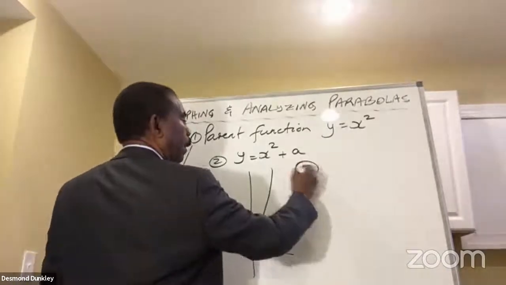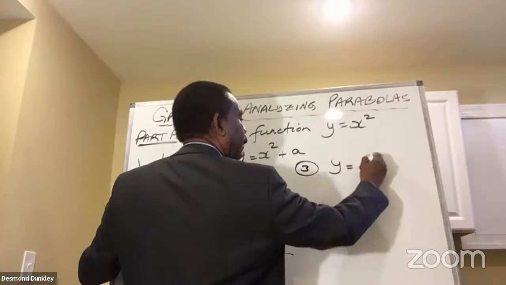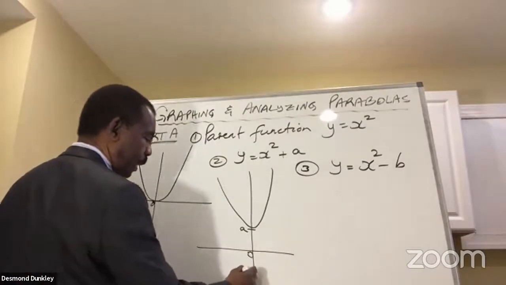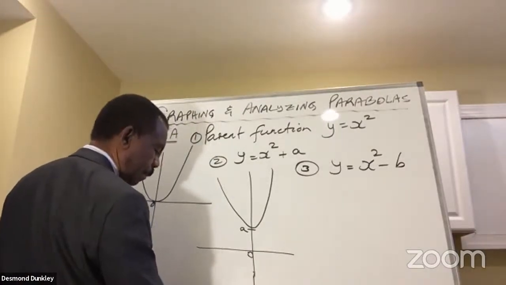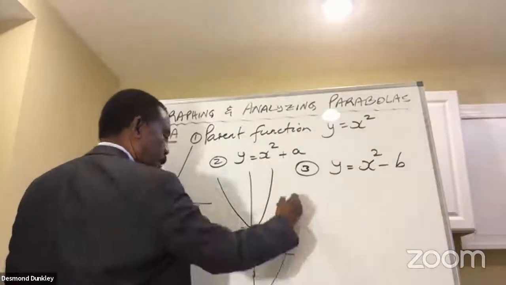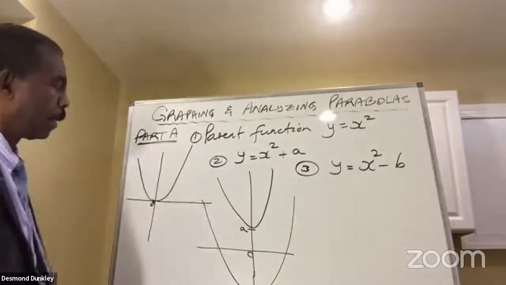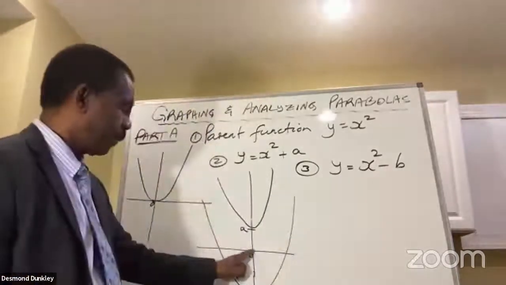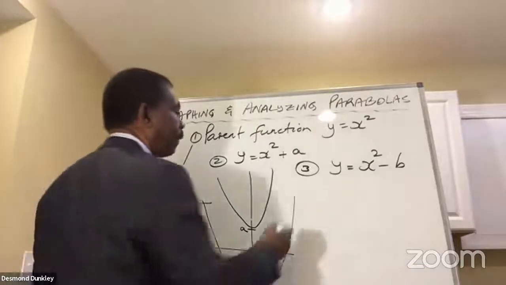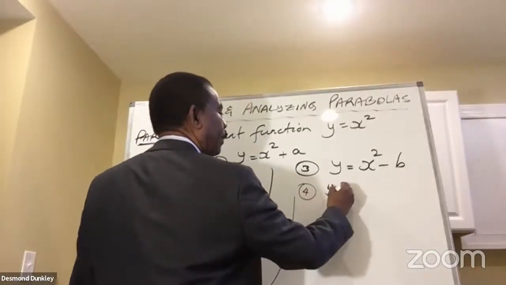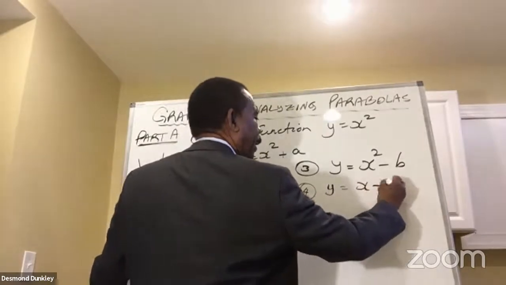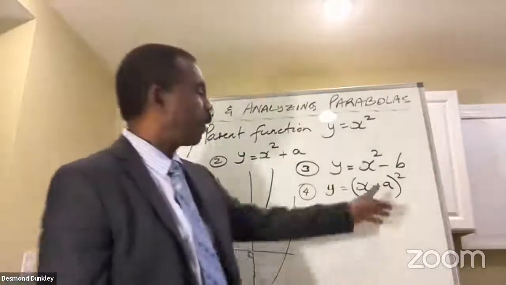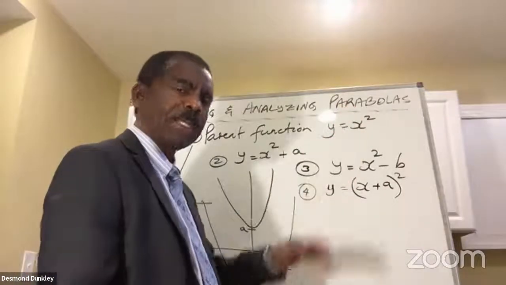Three, if we have y equal to x squared minus b, then that's going to cause our graph to go down. So a plus causes the graph to shift up. A minus causes the graph to go down. Then the next thing we have is four. If we have y equal to (x plus a) squared, let's do plus first, then that causes our graph to shift a units to the left.